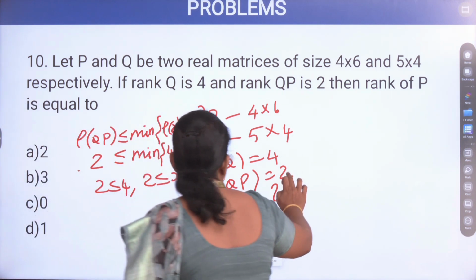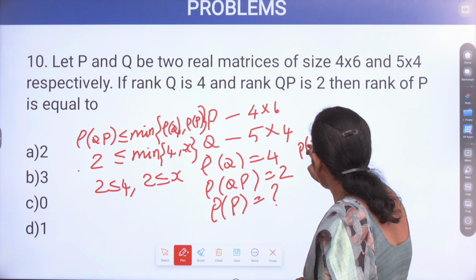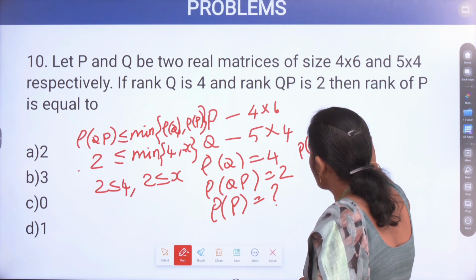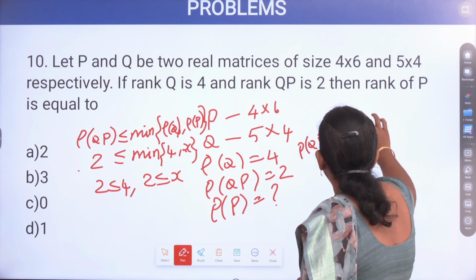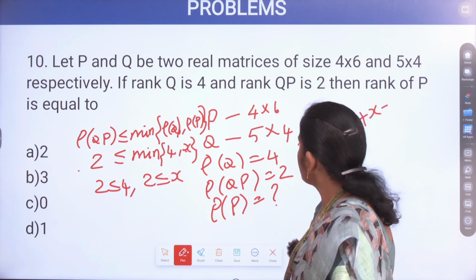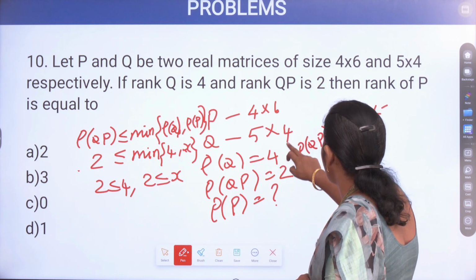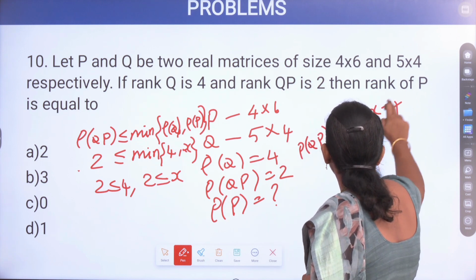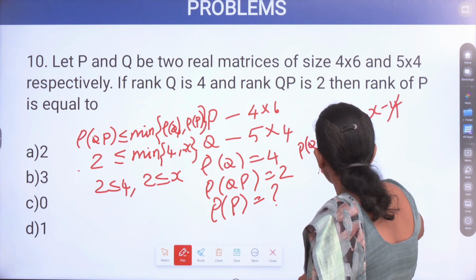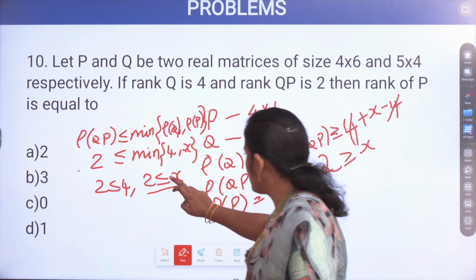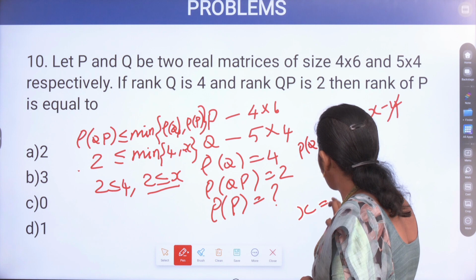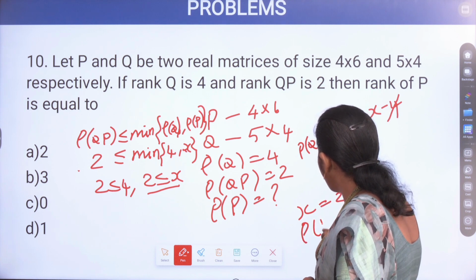And then one more property: rank of QP is greater than or equal to rank of Q plus rank of P minus the column value of the first one. Rank of Q is 4, rank of P is X, minus the column value 4. This 4 cancels. Rank of QP is 2. So 2 is greater than or equal to X. Here we see that 2 is less than or equal to X and 2 is greater than or equal to X. So we conclude that X equals 2. That means the rank of P is 2.